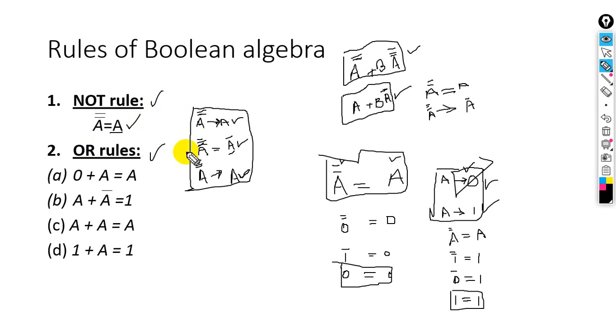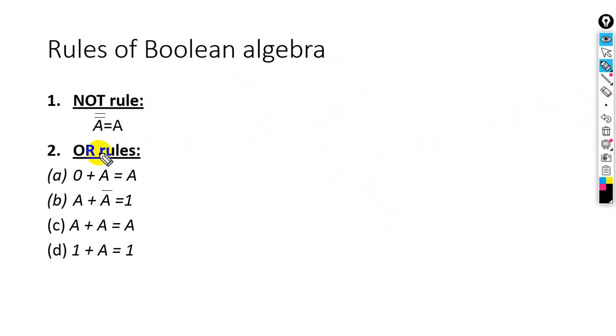Next, after the AND rules we have the OR rules. Our rule: 0 plus a is equal to a. Wherever in a Boolean expression you see 0 plus a, or 0 OR b, or 0 OR c, any variable with 0 and the OR operator, the result is the same variable. That is correct.